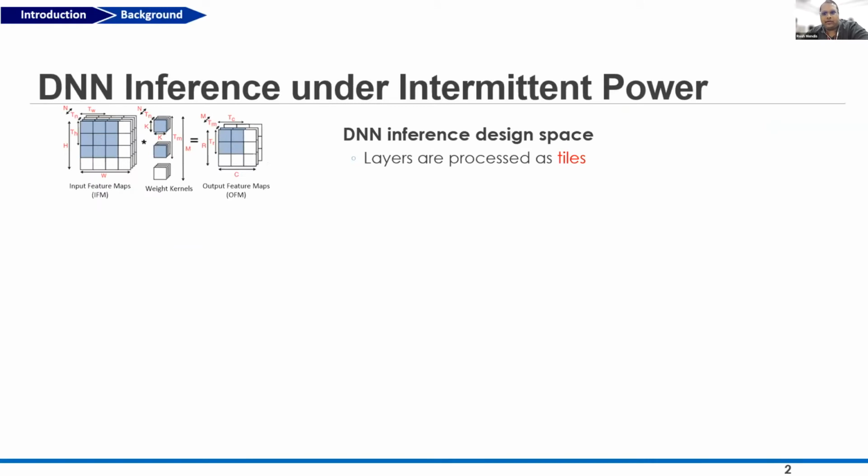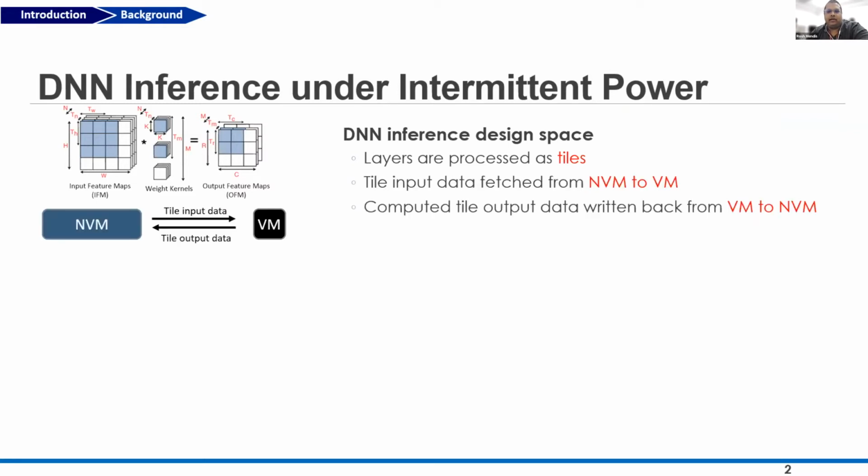On a resource-constrained system, DNN layers are processed as tiles. And to compute a tile, the required input data, the tile input data, is fetched from the non-volatile memory to volatile memory. And the computed tile output is written back to non-volatile memory. To improve the inference performance, tile input data is fetched once and generally reused across subsequent tiles of a layer.